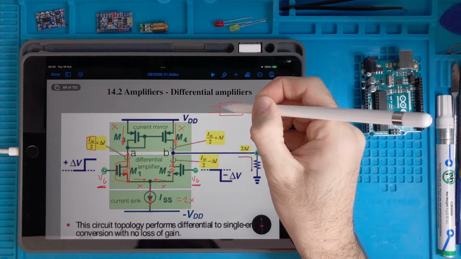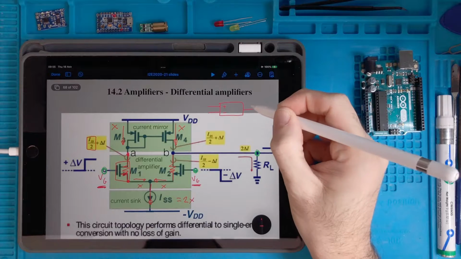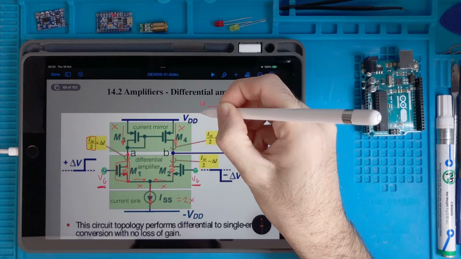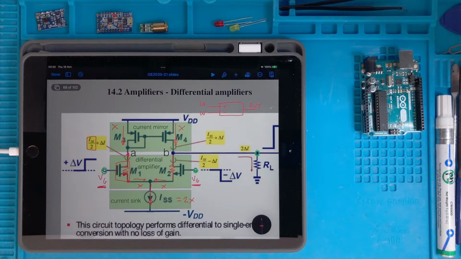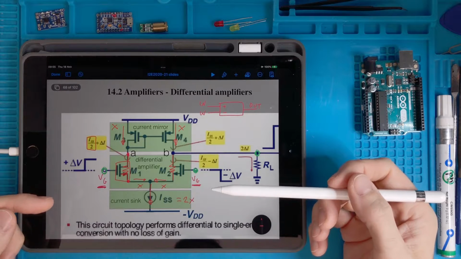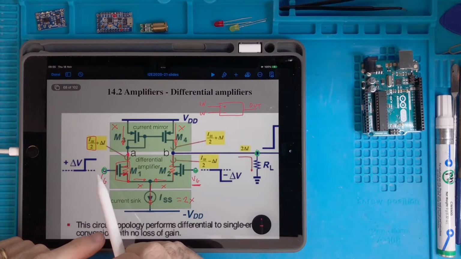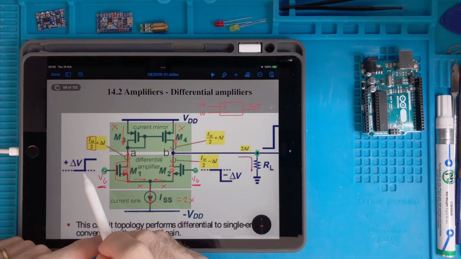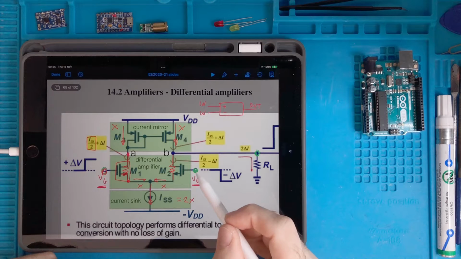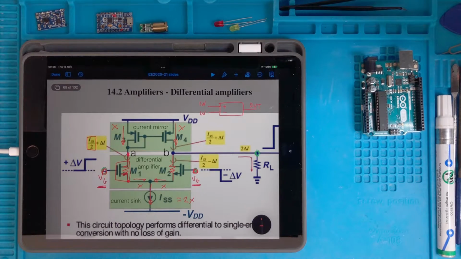So one is called the positive input, the other one is called the negative, and this is called the output. So what we want to do now is to create an imbalance between the two inputs. For instance, we put a plus delta V on this input and a minus delta V on that input. And we want to see what happens.